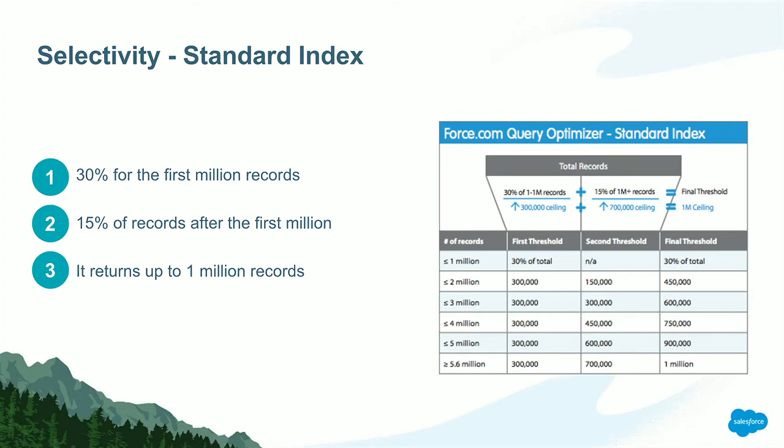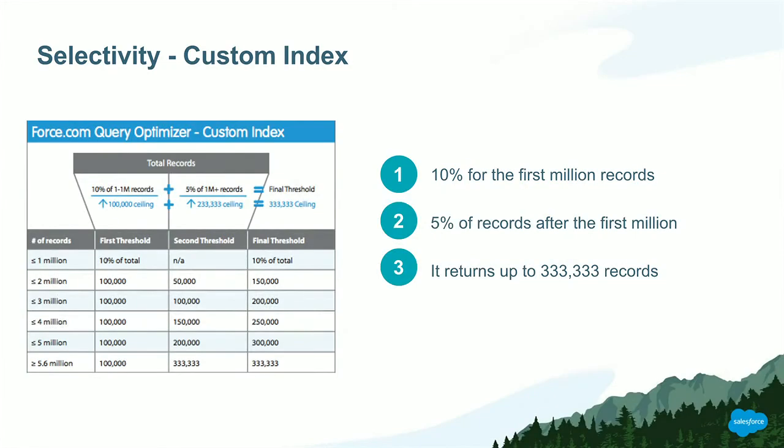A standard index will be selective if it complies with these rules: return up to 30% for the first million of records, 15% of records after the first million, and it returns up to 1 million of records. Okay, we are going to clarify all this concept with the demo later.